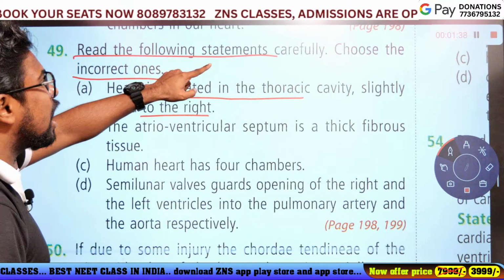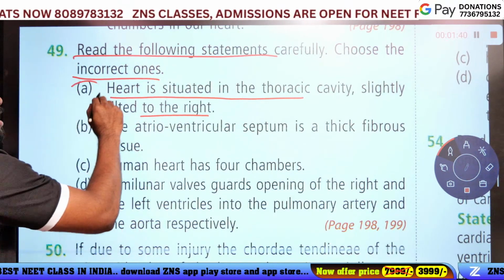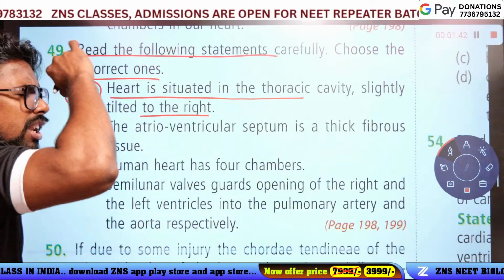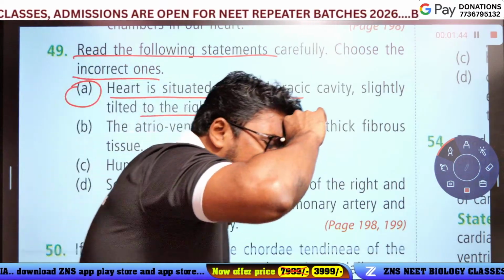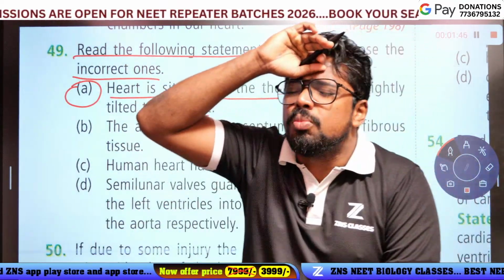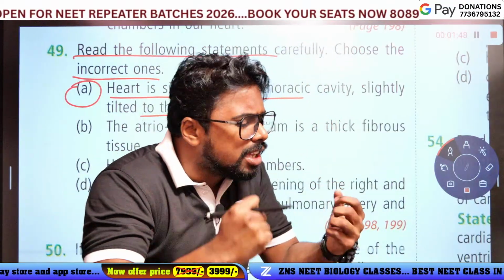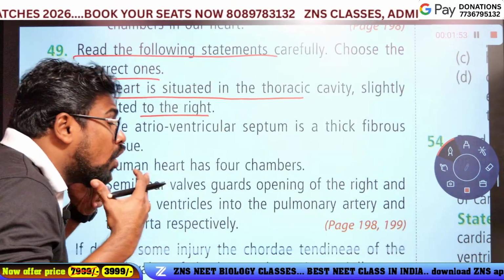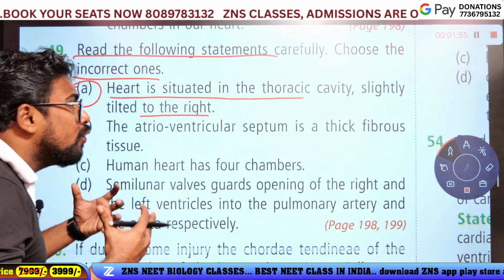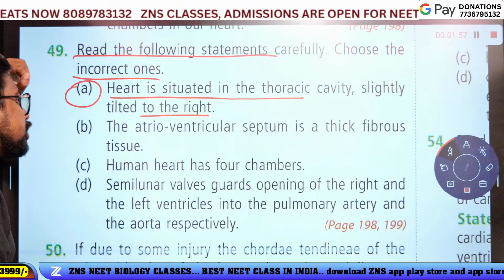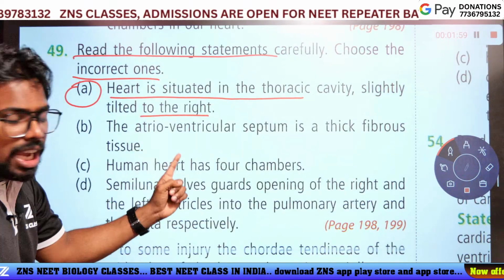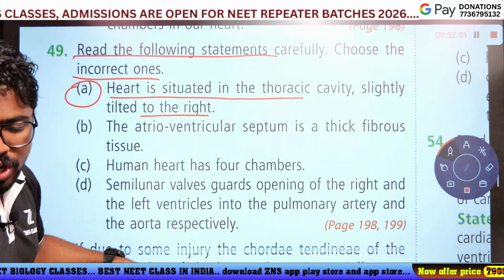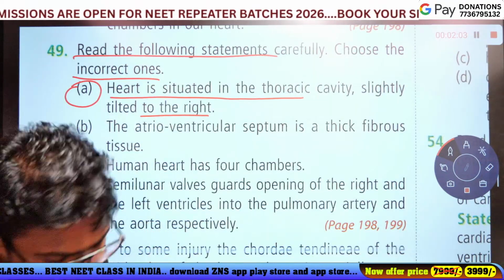Look here, guys. Carefully choose the incorrect one. A is incorrect. Confirmed. Because I have read NCERT many times, I am confirmed. Option A. Don't waste your time on the other options. You confirm option A is the answer. Go to your next question, because we want to save time.